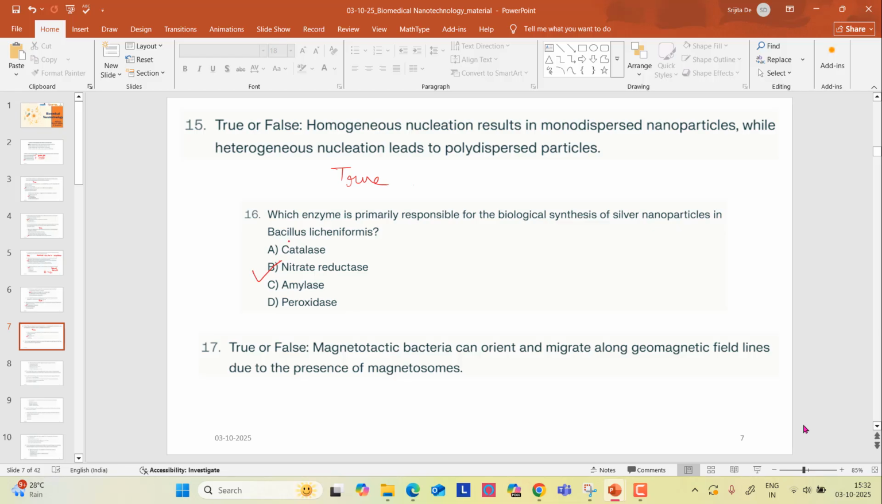Next question. Magnetotactic bacteria can orient and migrate along geomagnetic field lines due to the presence of magnetosomes. So from the statement itself, you can understand that this bacteria will follow the global magnetic field lines, right? So this is true.